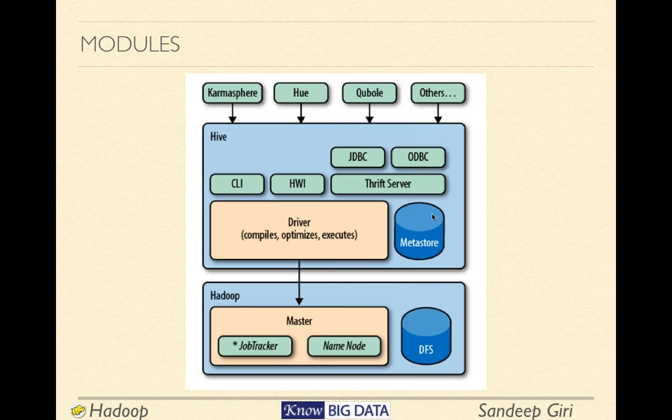So at the heart of it there is a driver, and then there is a metastore, and all of this is accessed either from the command line, or the web interface, HWI, which is Hive web interface, and the thrift server, which can be accessed from hundreds of programming languages. These layers talk to Hive using either JDBC, ODBC, web interface, or command line interface. That is how people communicate with Hive. When we talk about Hive, we are going to go with CLI. You can also use the web interface via Hue.